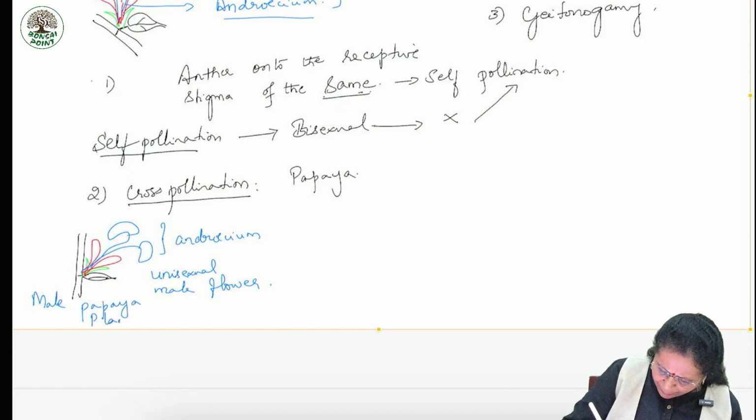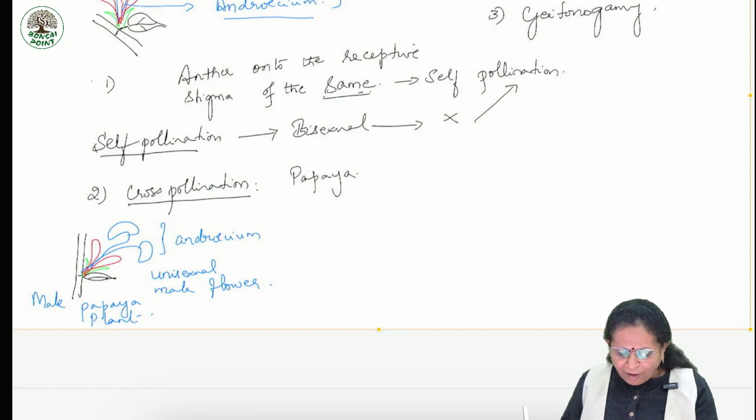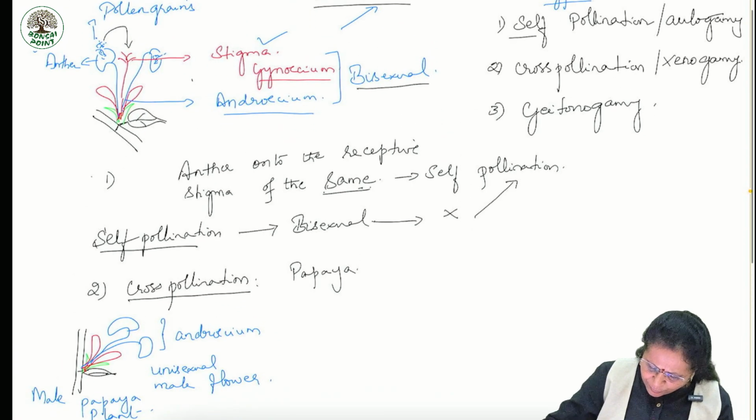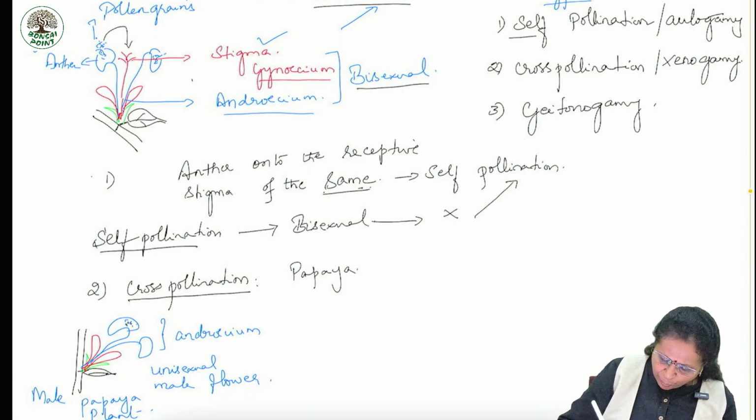This is a male papaya plant. On the other hand, imagine that this is producing the pollen grains. Let me show you here. The pollen grains are produced. Thereby, the anther must show dehiscence.